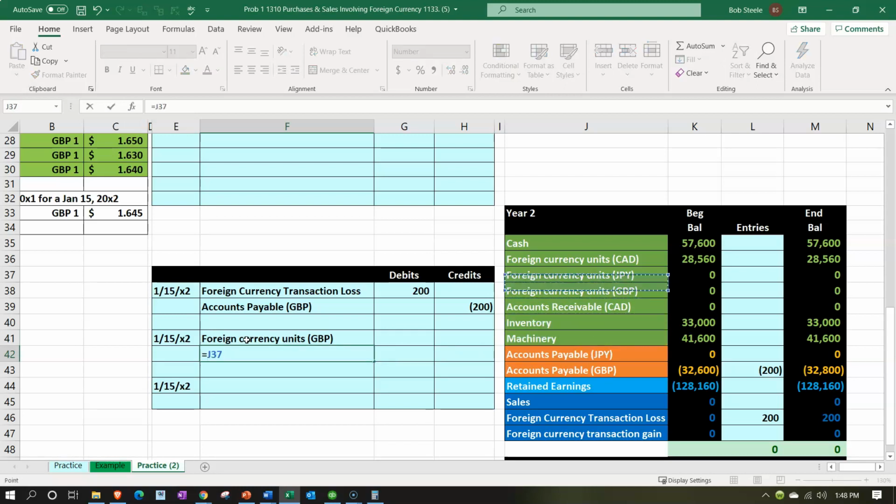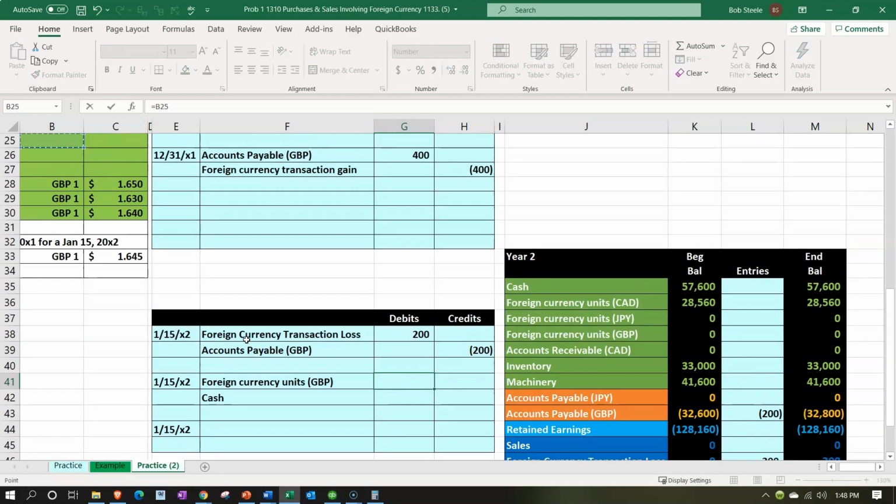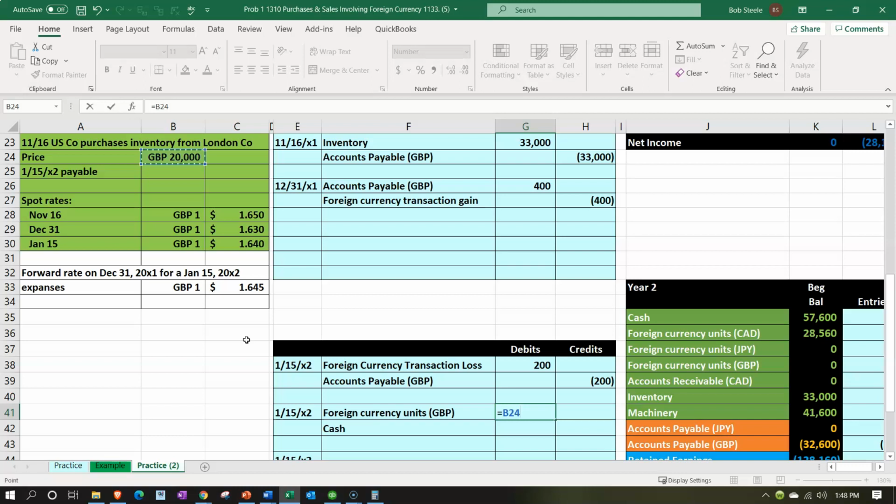And then the cash account here in dollars is going to go down for the same amount. In other words, we need this 20,000 pounds times the current exchange rate as of the point in time that we're going to pay it, 1.64. That gives us, of course, that 32.8.